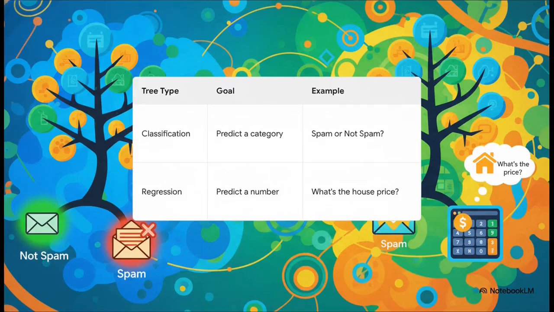The two most common types are classification and regression. A classification tree is all about sorting things into categories. Think, is this email spam or not spam? The answer is a clean label. A regression tree, on the other hand, is for predicting a specific number, like, what will the final sale price of this house be? The answer isn't a category, it's a number on a spectrum.